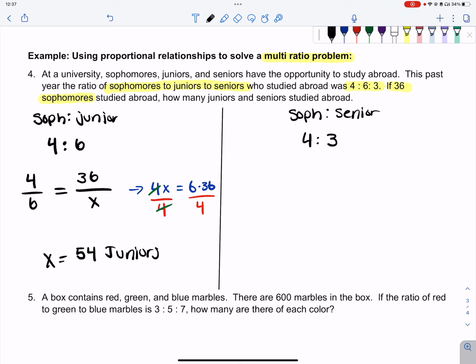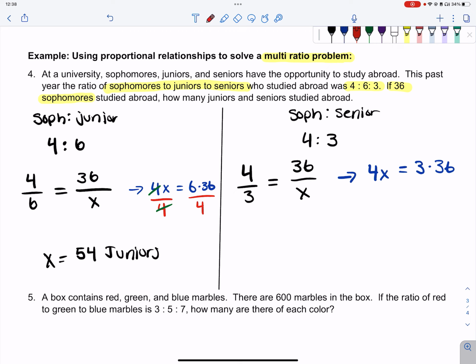Now we need to repeat this process to figure out the number of seniors that studied abroad. We know that our ratio for sophomores to seniors is 4 to 3. So that means I have 4 over 3, and I'm going to set this equal to my 36 sophomores that studied abroad divided by the unknown amount of seniors that studied abroad. And now once again, we're going to do the cross multiply method to solve this for x. So we're going to have 4 times x is equal to 3 times 36.